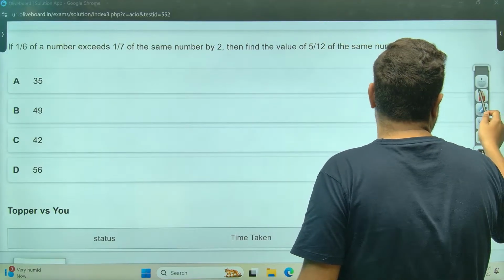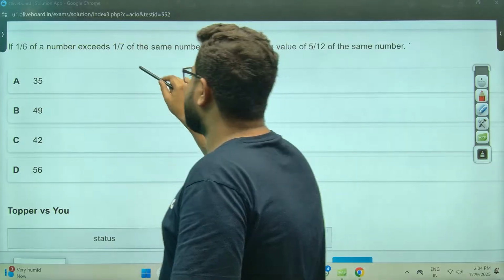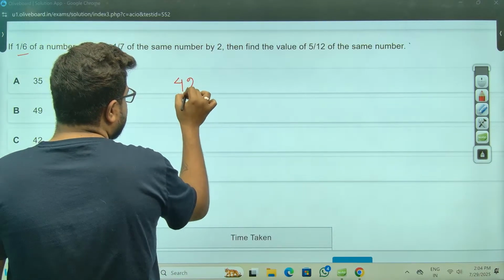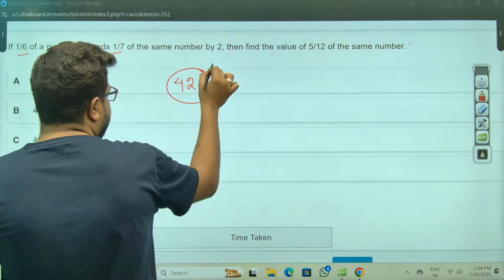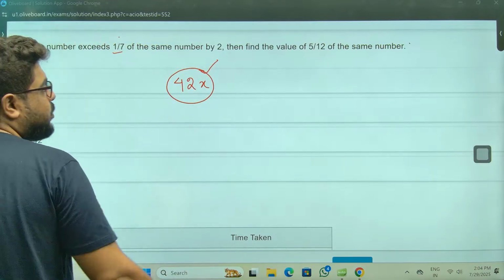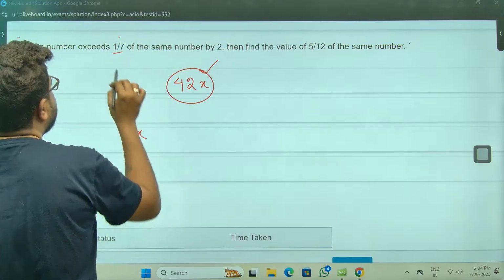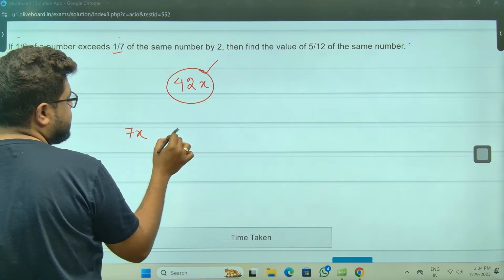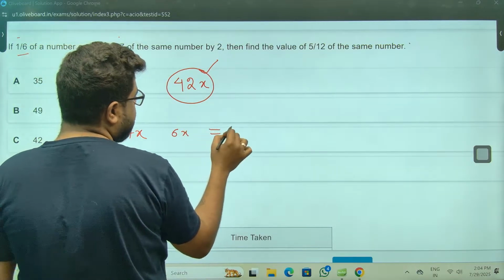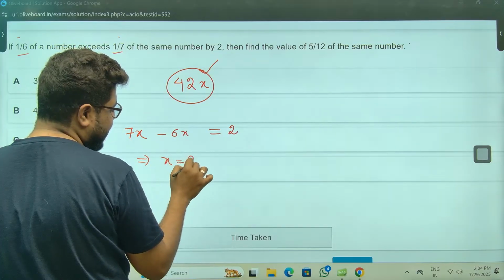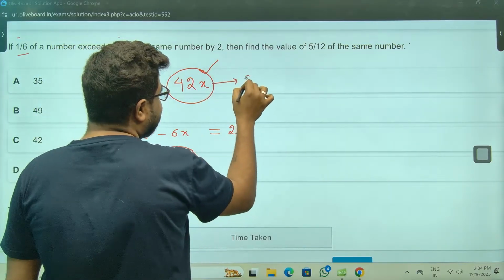1/6 of a number. Next one, sir. Exceeds 1/7. Sir, for 1/6 and 1/7, that number I'm assuming is 42x. 42 is divisible by 6 and 7 both. 1/6 means 7x. It exceeds 1/7, 6x, by 2, sir. Meaning the difference between these two is 2. Meaning x is 2, sir. Meaning the number is 84.